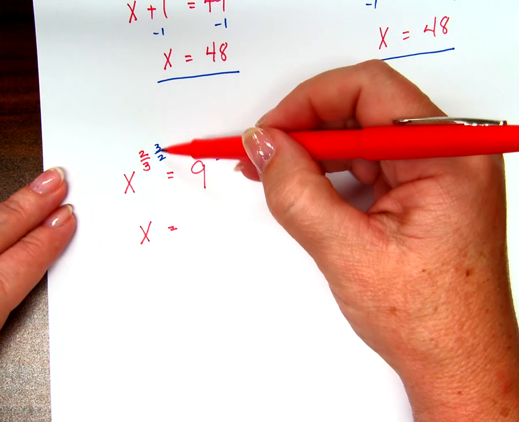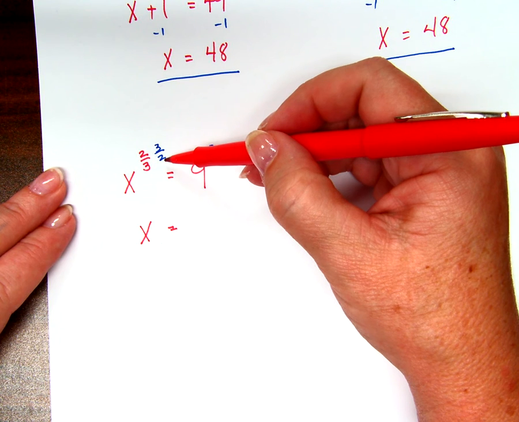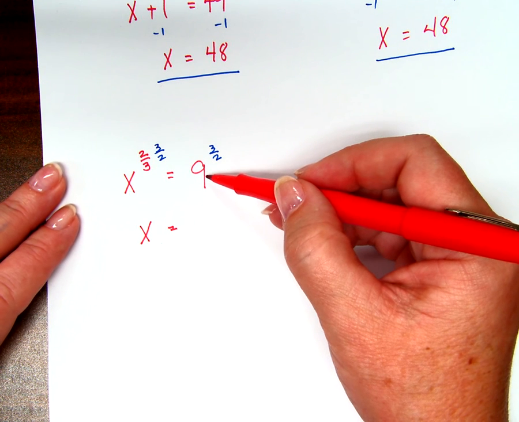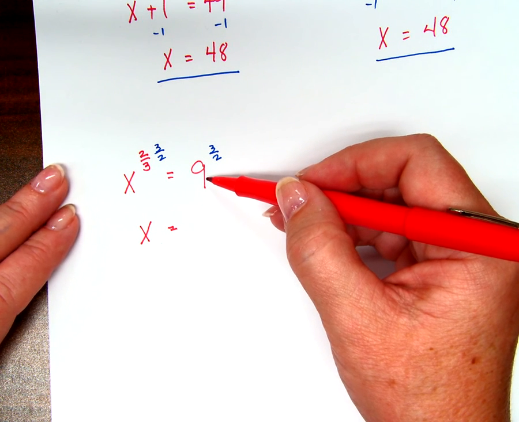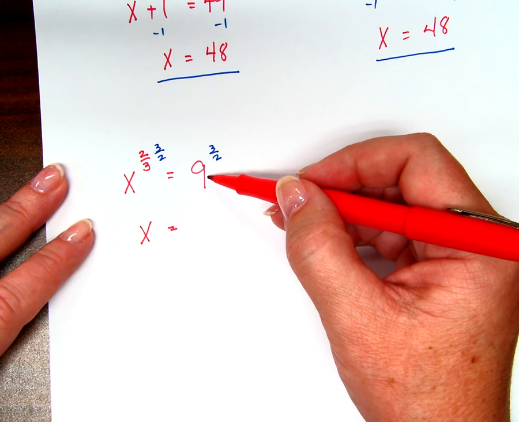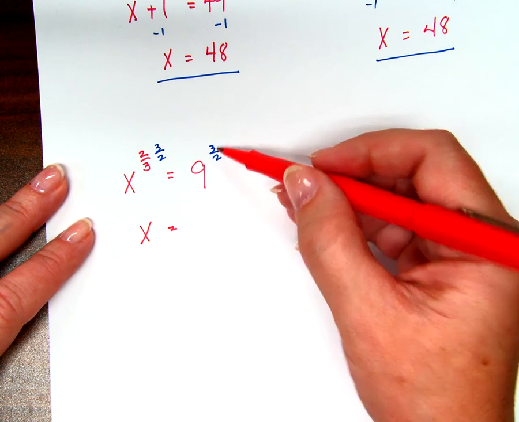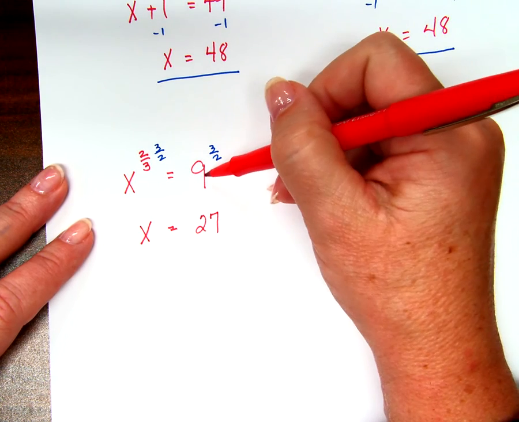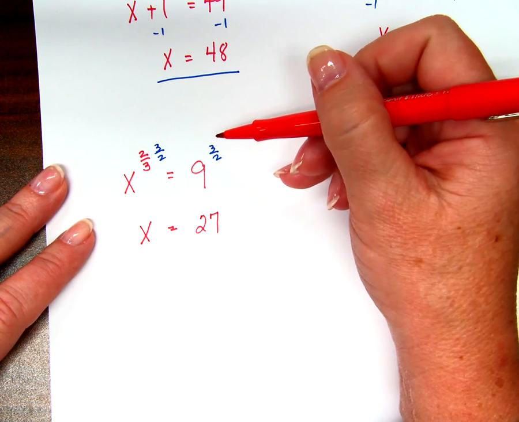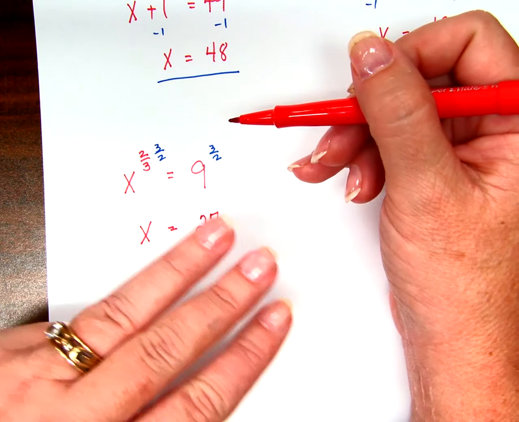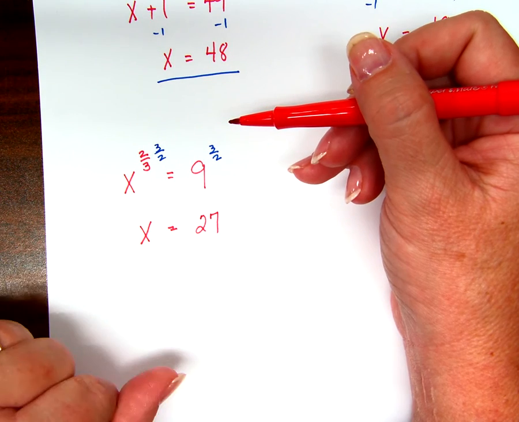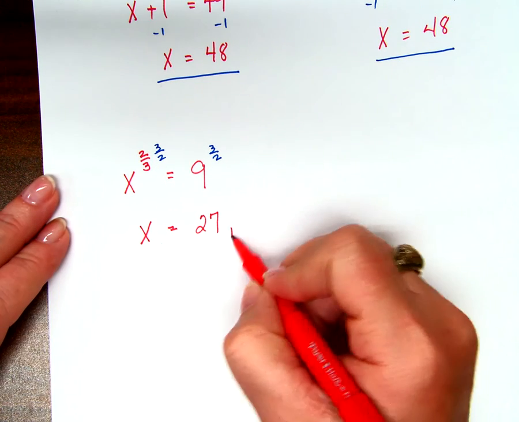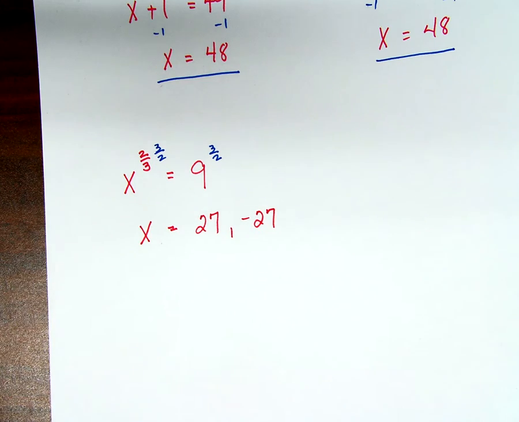Who put this root into the problem? We did, right? So if I take the square root of 9, what do I actually get? Plus or minus 3. So what is 3 to the 3rd power? 27, right? What is negative 3 to the 3rd power? Negative 3 times negative 3 is positive 9. Positive 9 times negative 3 is negative 27. So you have to be careful about that.